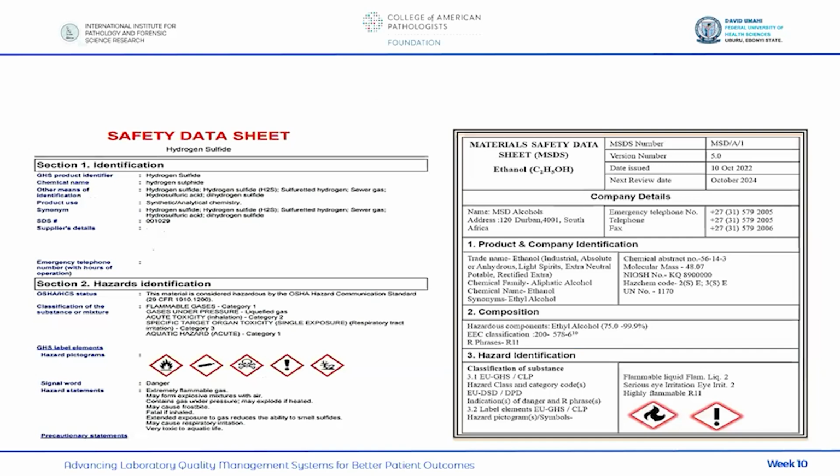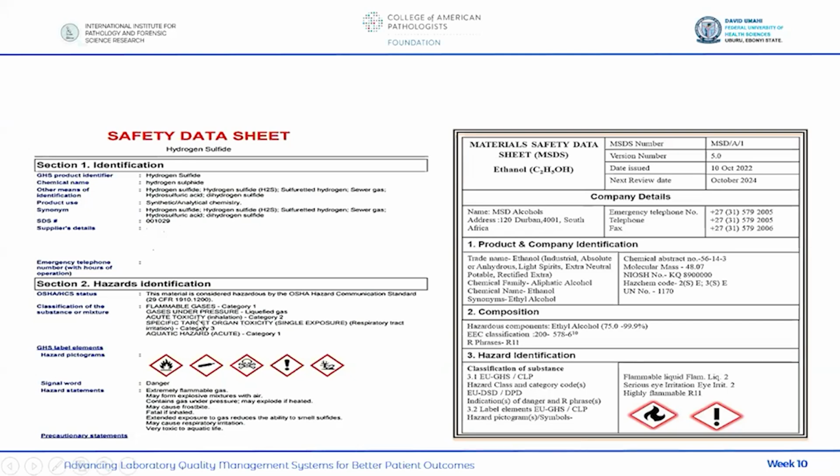So I pulled up this, of course, from the internet, an online safety data sheet. The first one is for hydrogen sulfide. So just look below it. You can see section 2, talking about the hazards identification. It gives you the classification of the substance. It says flammable gases, category 1. These categories are designated by the GHS, the Globally Harmonized System. So category 1 tells you it's a flammable gas. That is a gas under pressure.